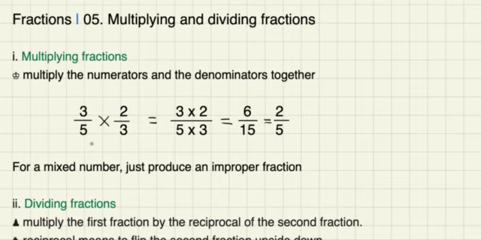Here's an example. In this question, we're being asked to multiply 3 over 5 by 2/3. All you need to do is draw the dividing line. You then multiply the numerators, and then the denominators. So 3 times 2 is 6, 5 times 3 is 15. So that would be your answer.